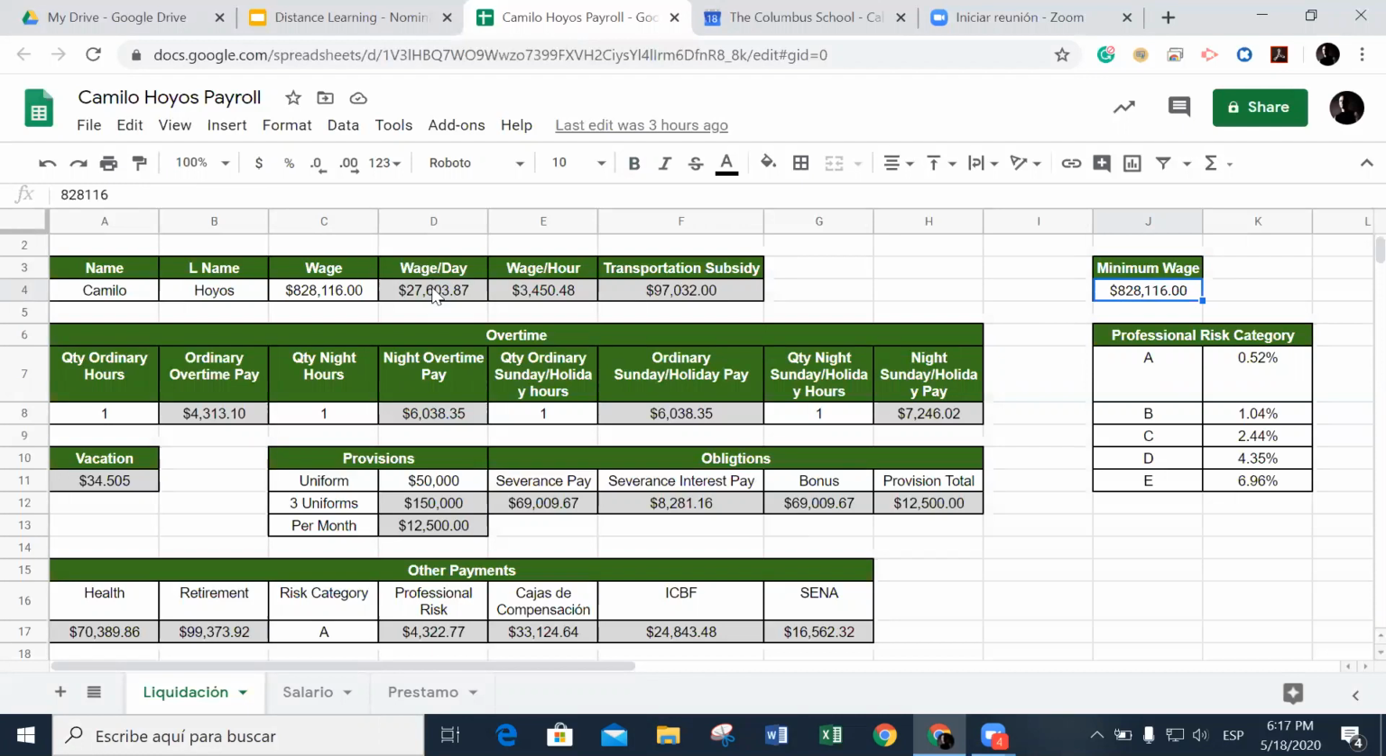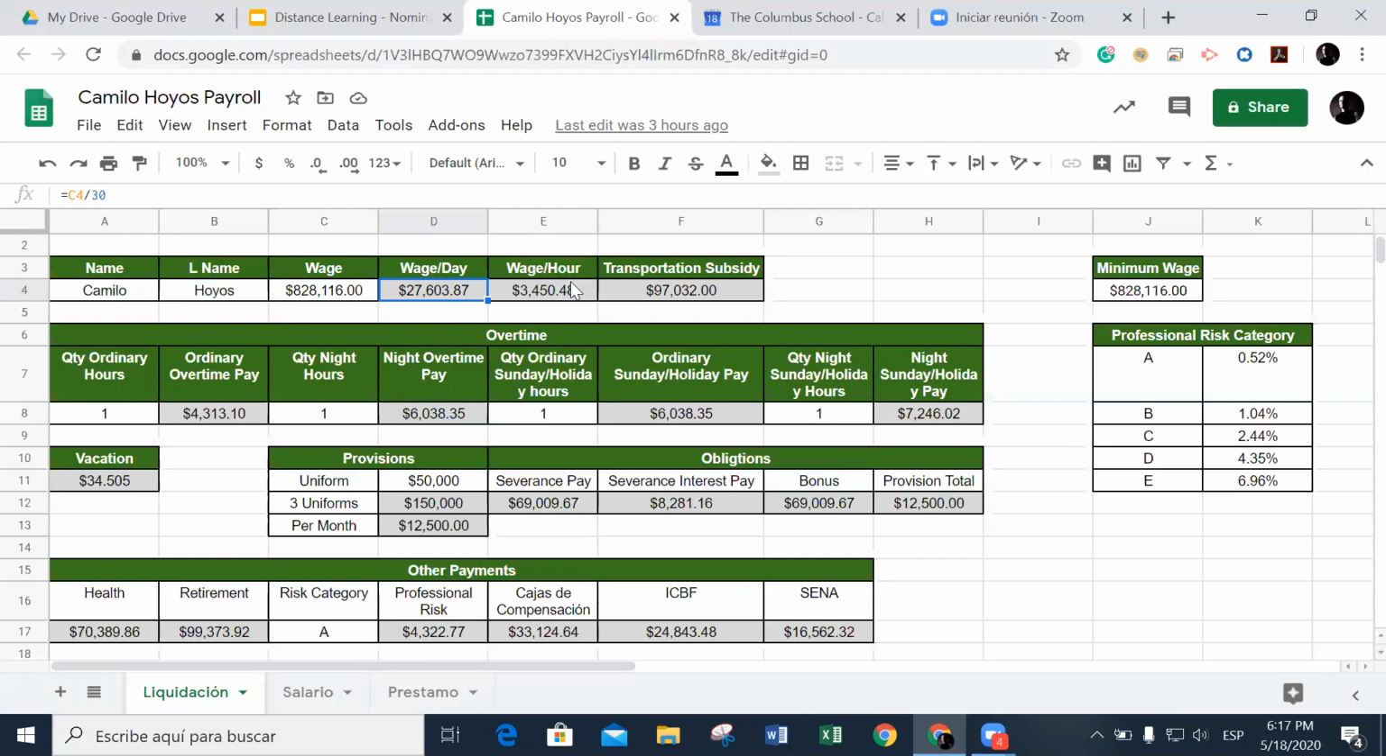Now, wage per day, right here, is literally the wage, which is this one, divided by 30. Why? Because there's 30 days in a month, right? So you literally put in here equals C4, which is this one here, right? So equals, then click here, divided by, remember the sign for division in Excel or spreadsheets is a slash, and divided by 30. That's going to give you the wage per day.